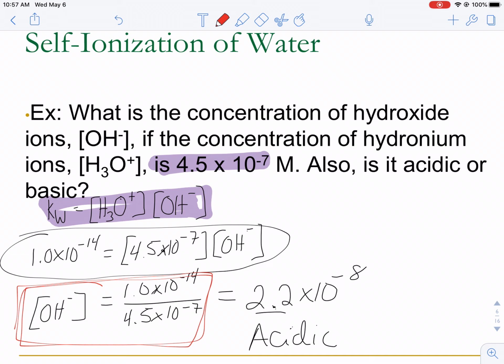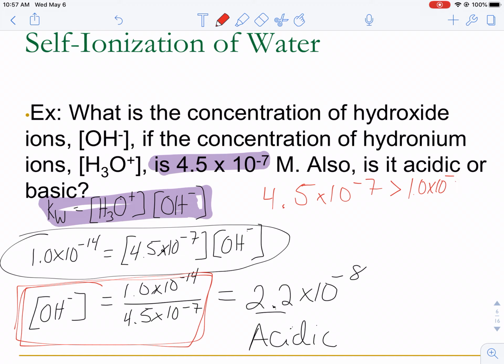Now, how do I determine whether this is acidic or whether this is basic? You just need to pick one of the ions. It doesn't really matter which one. If I have 4.5 times 10 to the negative 7th, and I'm looking at that, this is greater than 1.0 times 10 to the negative 7th. Okay? Because that's greater than 1.0 times 10 to the negative 7th, I know that this is acidic.